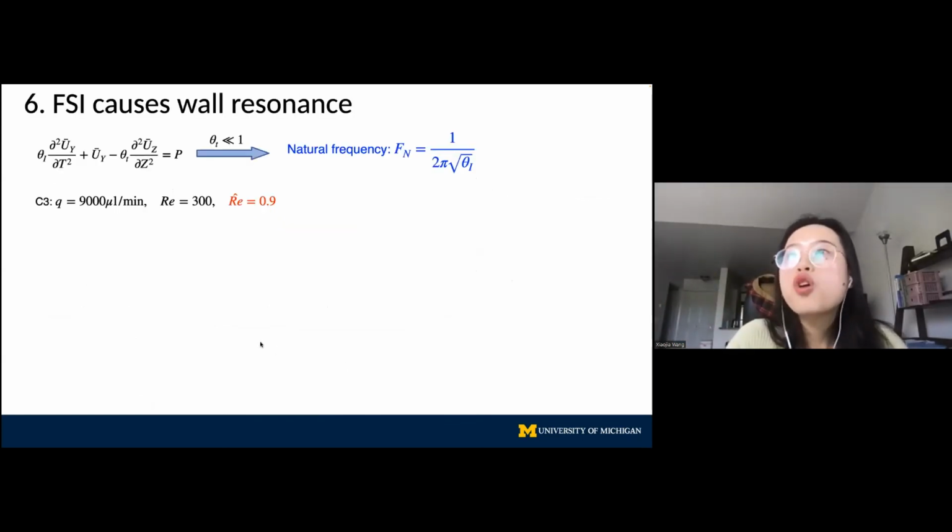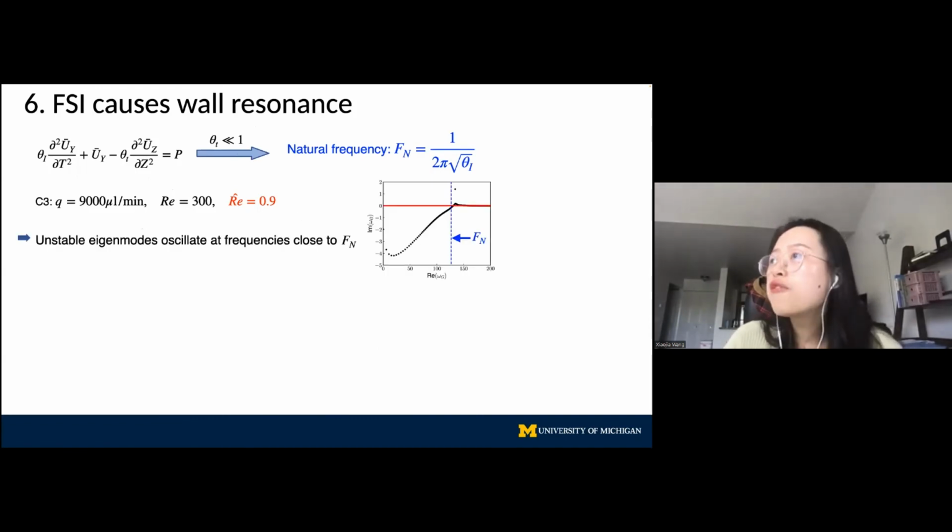We can do more analysis. We can further take out our solid wall deformation equation. Since the tension coefficient theta t is much smaller than 1, the natural frequency of the wall can be estimated using this formula. For the unstable case we just simulated, we find all of the unstable modes have an oscillatory frequency very close to the natural frequency of the wall. This suggests that the observed instability is actually a resonance phenomenon.